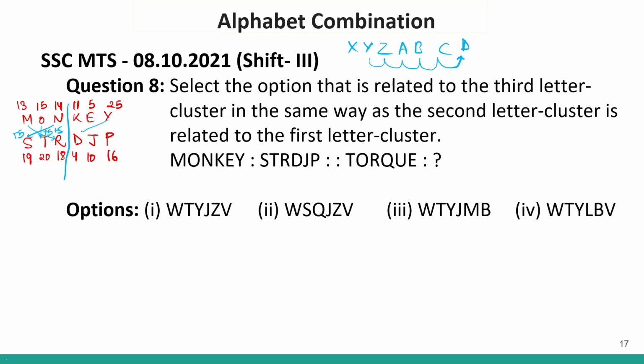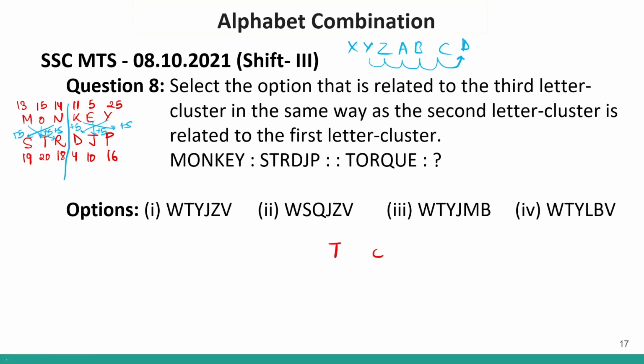So this is also plus 5. Similarly, this is also plus 5, and from E to J is also plus 5. So we have moved plus 5 in two sets, right? We have divided them into two parts and we have moved 5 positions forward in each step. So let us do the same thing for torque.